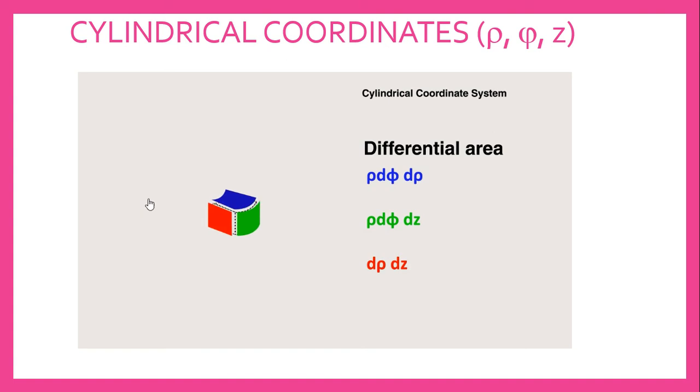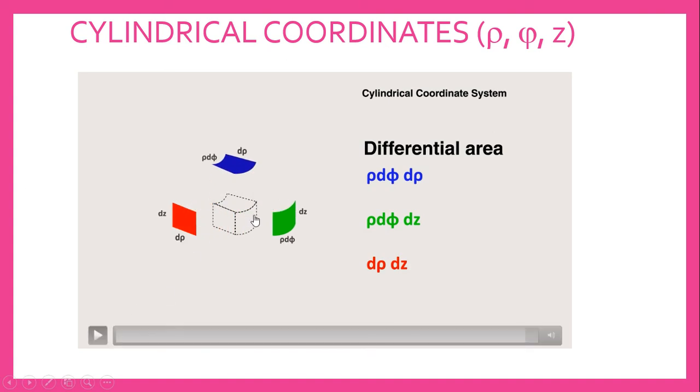If you want to get the differential area for this surface, this is dz, and this one is rho d phi. So the differential area of this face and the opposite face will be rho d phi into dz. For this portion, it is d rho, and this one dz. So d rho into dz for this face and its opposite face. And for the top and bottom portion, the area will be rho into d phi into d rho.